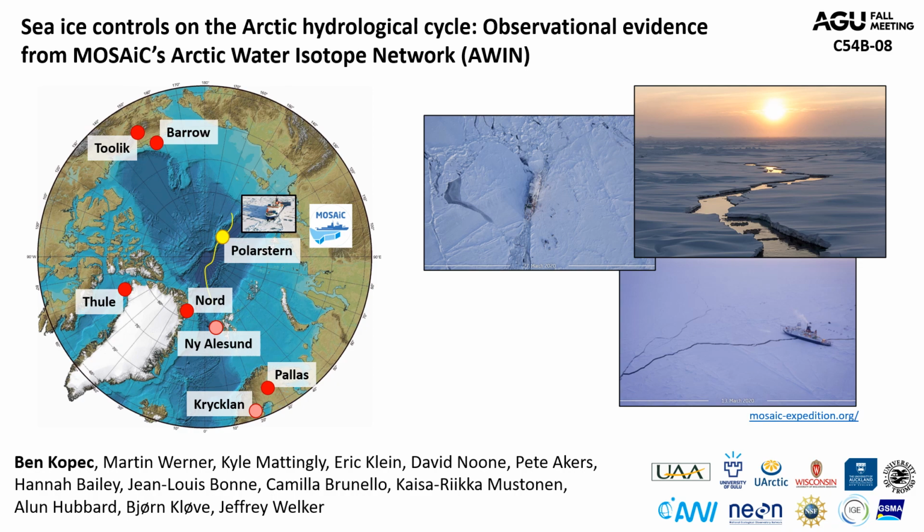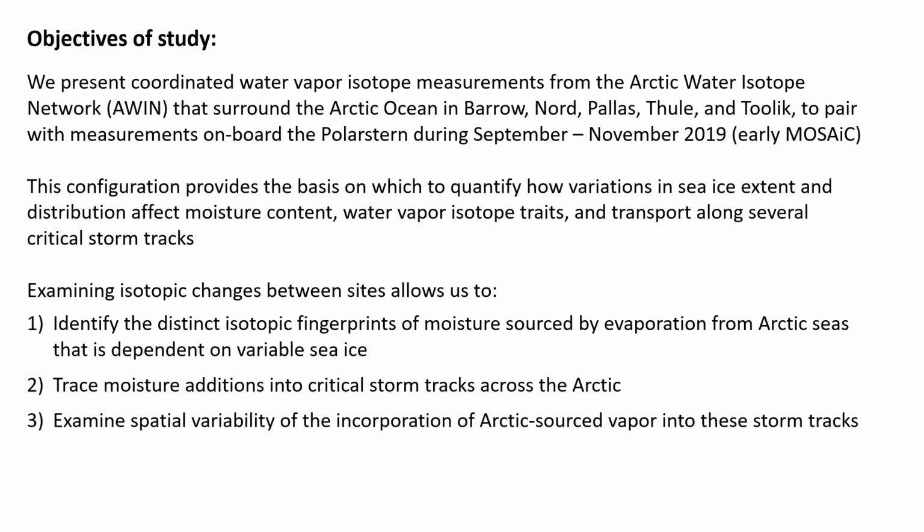During the MOSAiC expedition, the Polarstern icebreaker was locked in the sea ice of the Central Arctic Basin and was positioned perfectly within our network of land-based stations around the Arctic, allowing us to track water vapor from site to site along several key storm tracks.